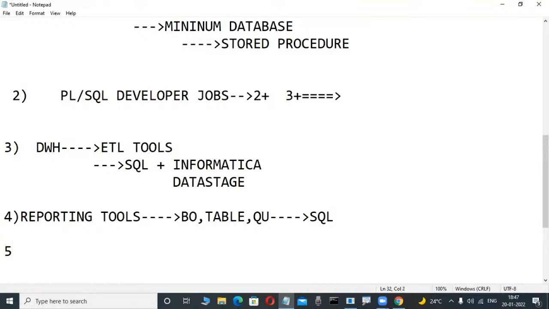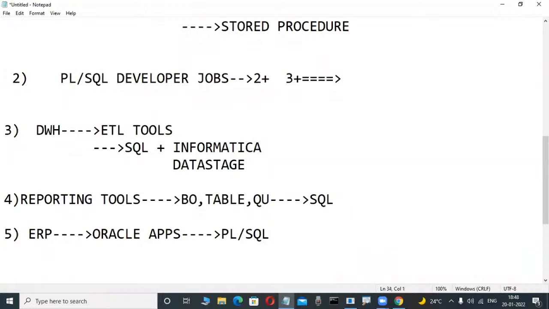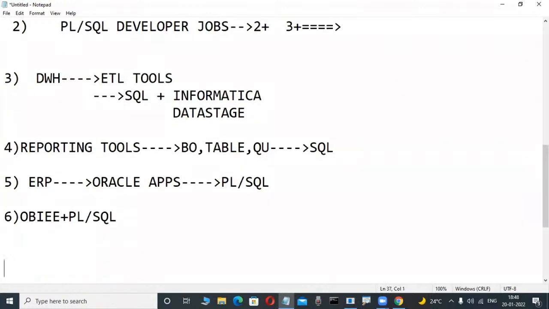Again, suppose some programmers are interested in the ERP side. Oracle Apps is an ERP, same as SAP. Oracle Applications 11i is there. For these persons, very good knowledge is required in PLSQL. Those persons also are learning these courses. Again, OBI programmers are there. OBI is a product, and with it there are PLSQL jobs. Those persons also are learning these courses.